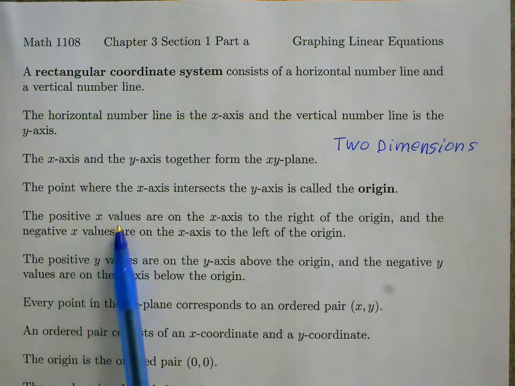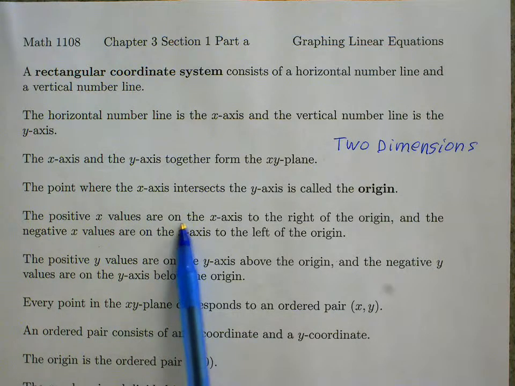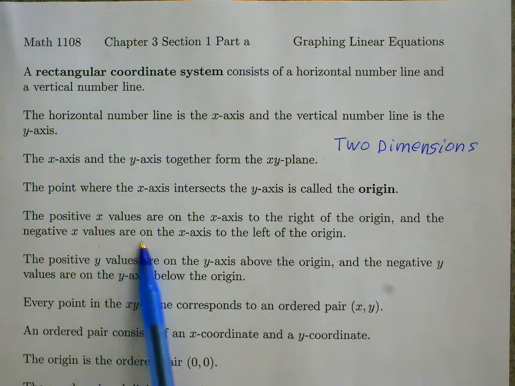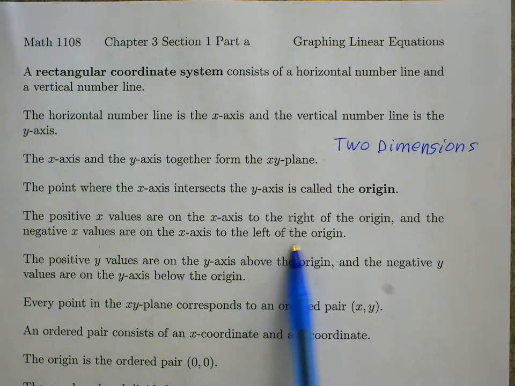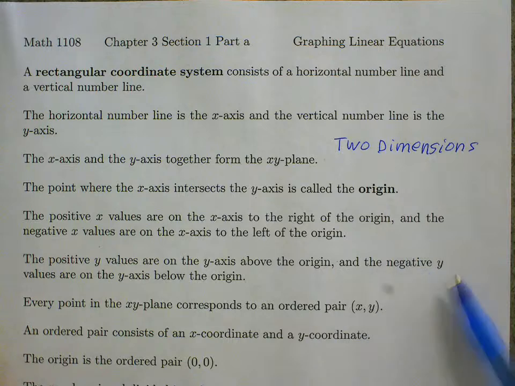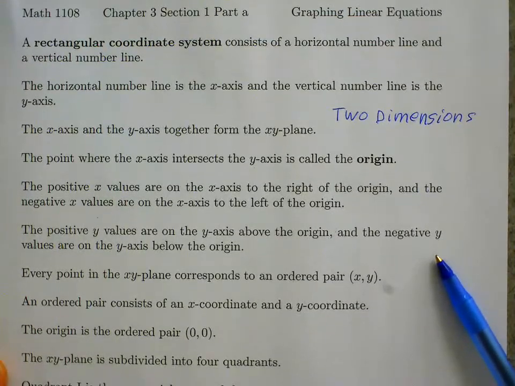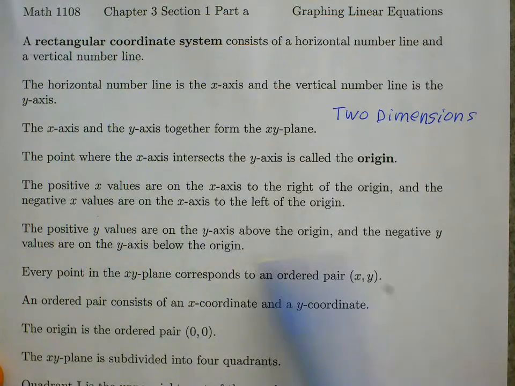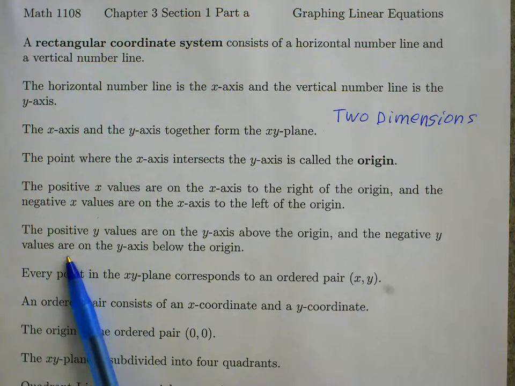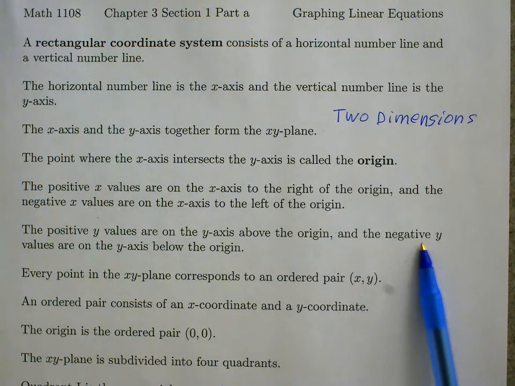The positive x values are on the x-axis to the right of the origin, and the negative x values are on the x-axis to the left of the origin. And the vertical axis also has orientation regarding positive and negative numbers. So on the vertical axis, or the y-axis, the positive y values are on the y-axis above the origin, and the negative y values are on the y-axis below the origin.